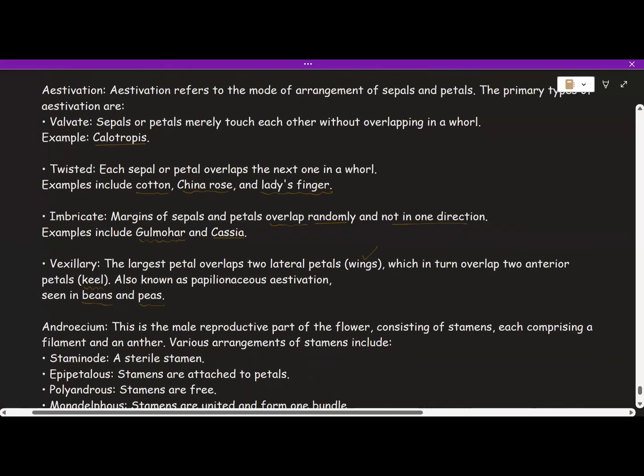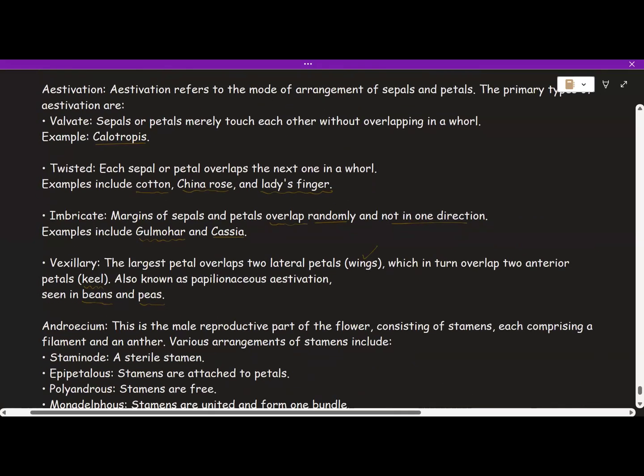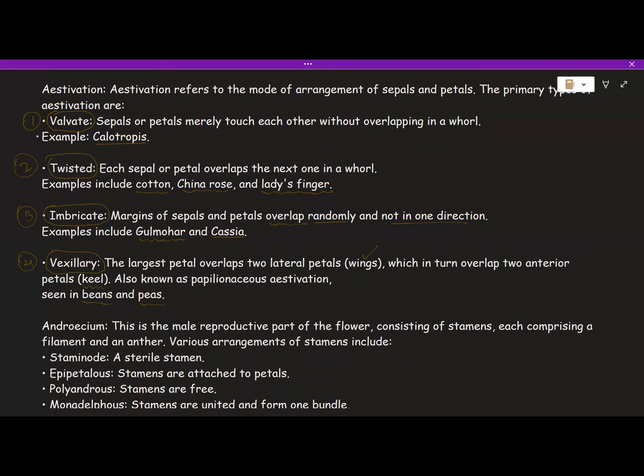So all in all, we have four different types of estivation. The first one is the valvate estivation. Then the second one is the twisted estivation. The third one is the imbricate estivation. And lastly, the fourth one is the vexillary estivation. So these are the four different types of estivations. Have you people understood what estivation is?